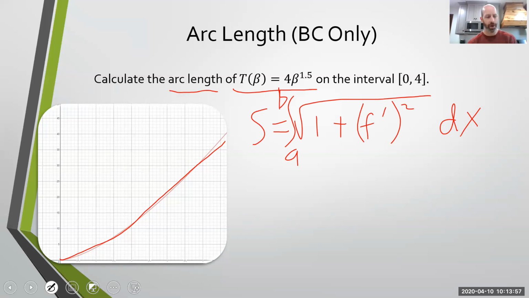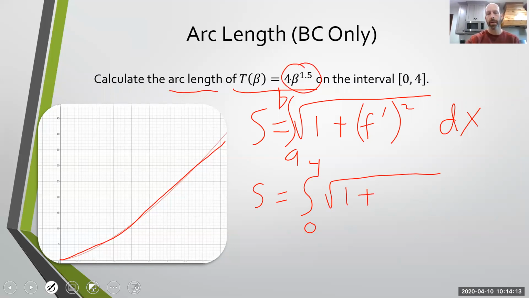So this is the formula, and if you don't remember that formula, I highly encourage you to remember it, because if they ask you an arc length question on the exam and you don't remember it, you're probably not going to get it. Okay, so arc length here is going to be equal to the integral from 0 to 4 of the square root of 1 plus, now I have to figure out what f prime is here, and f prime's not very difficult. When I take 4 times 1.5, I'm going to get 6 beta, and then you subtract 1 from the exponent, so that's just going to be a 0.5 exponent, and we're going to square that, dx.